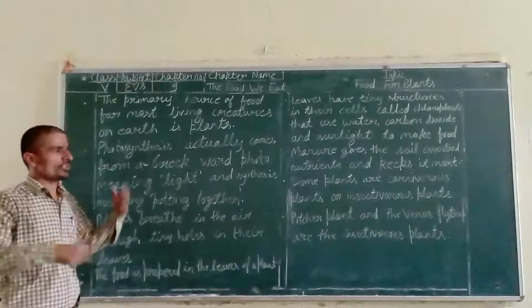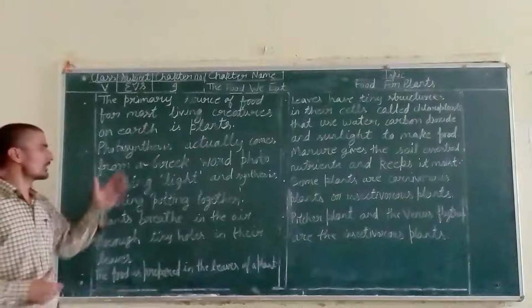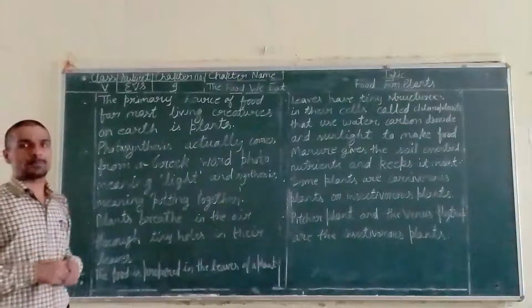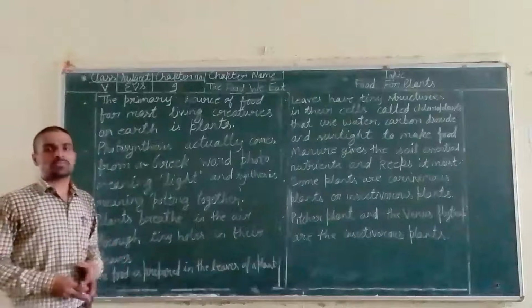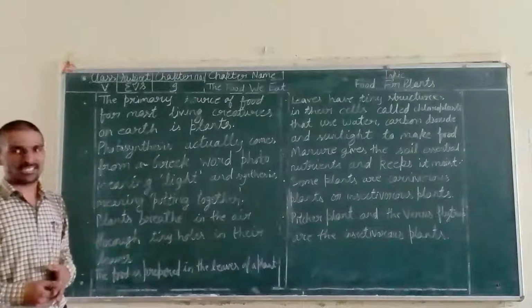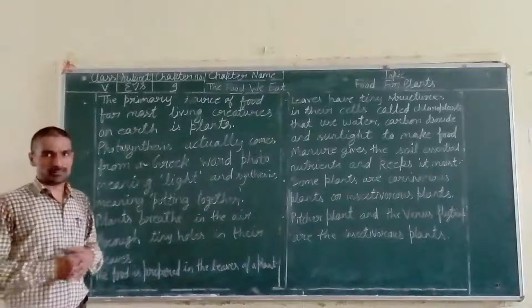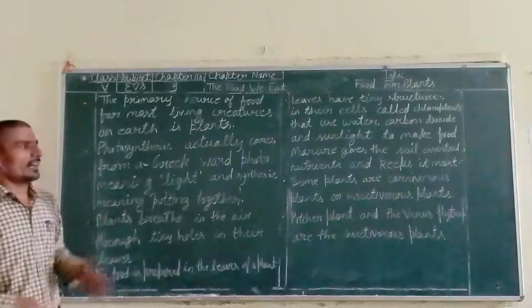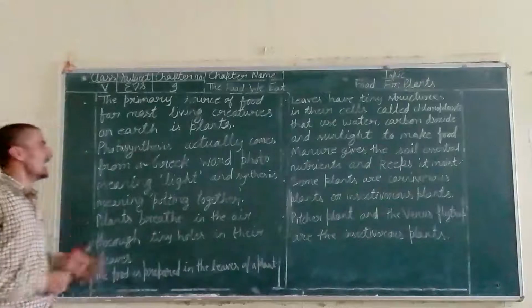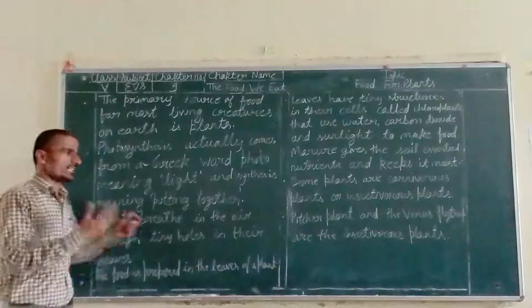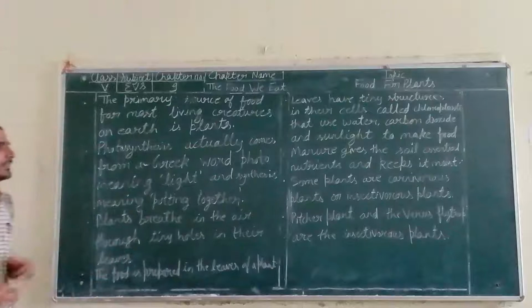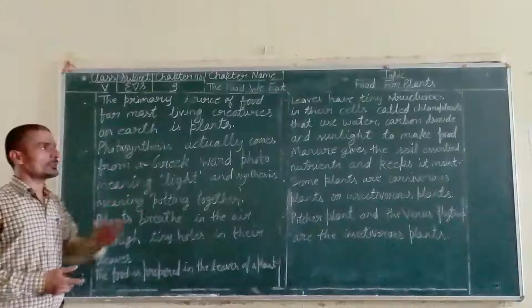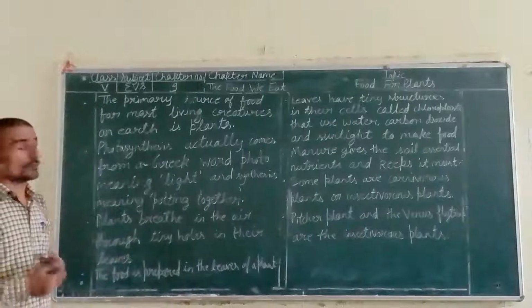And after completing the process of photosynthesis, the plants release oxygen, which is necessary for the breathing of living things like animals and human beings. So plants are useful to us in many ways, and during this process they give the most important oxygen for all of us. So these were the topics related to the food for plants.